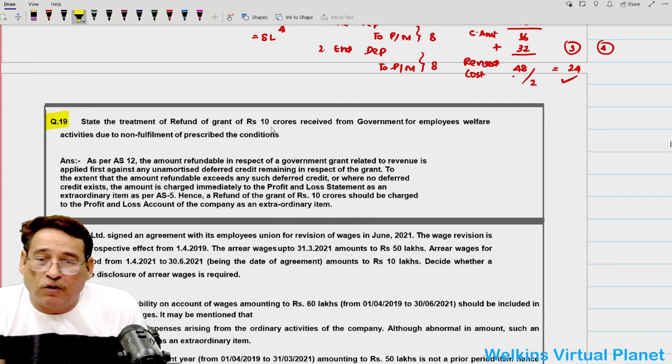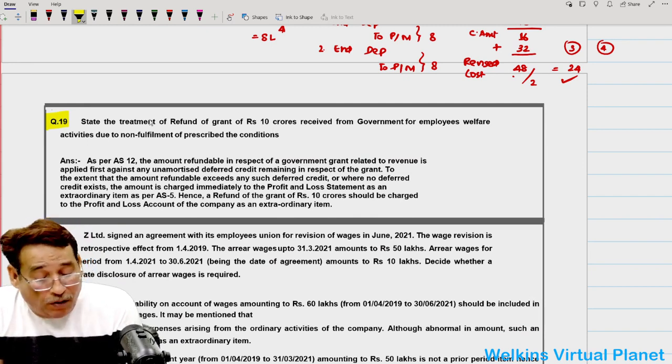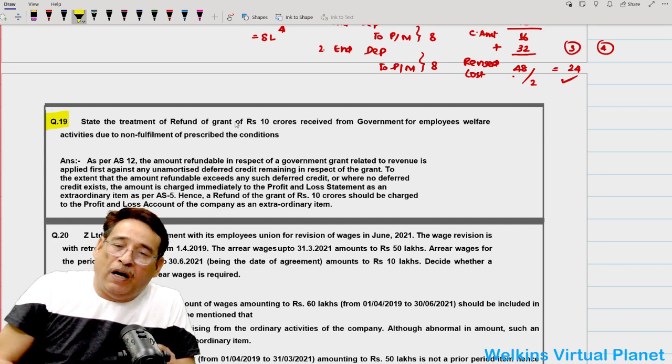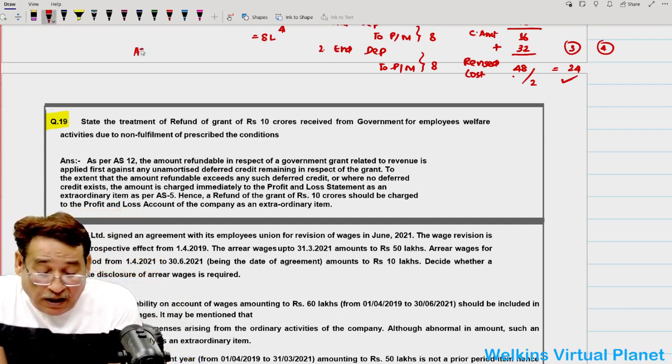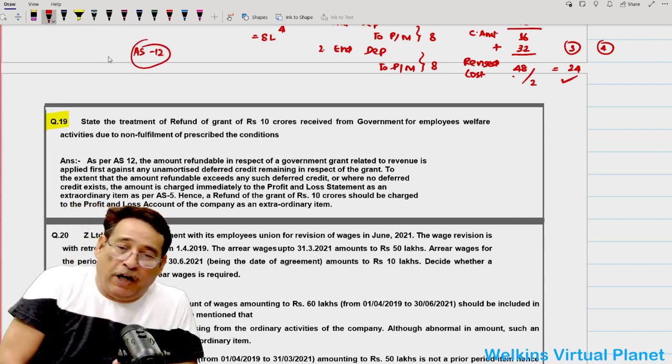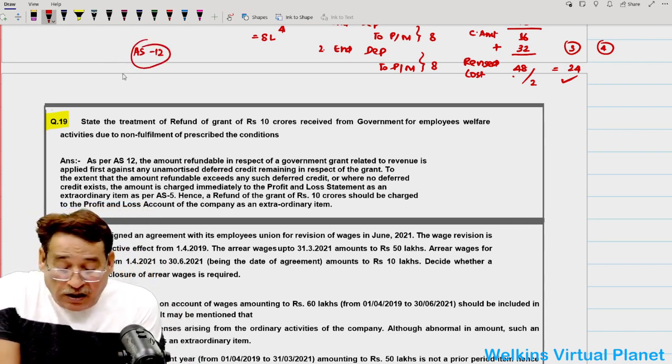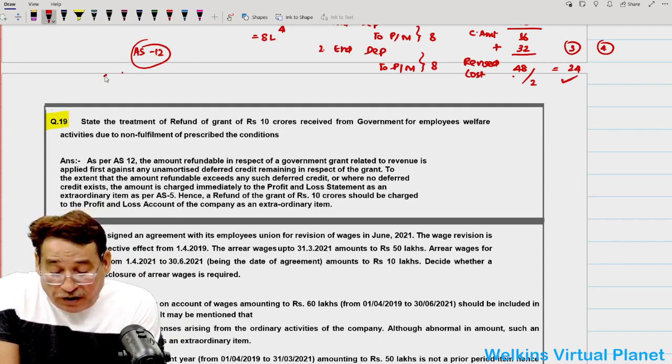19 is also related to refund of grant. Now, I have told you almost everything about AS-12. Under AS-12, I told you, if you are an entity operating in a notified or backward zone, in that case, generally the government grant which you receive is credited to capital reserve.